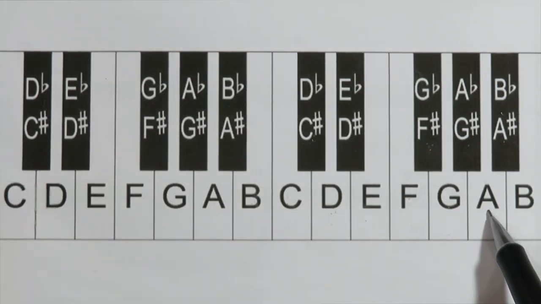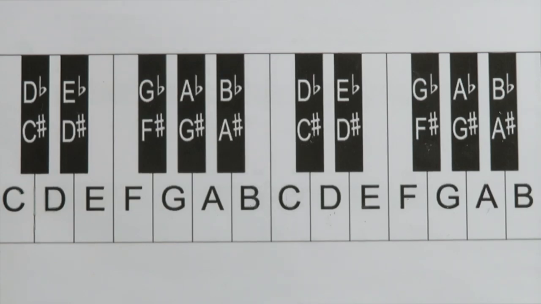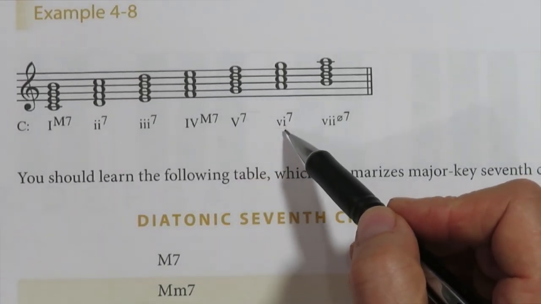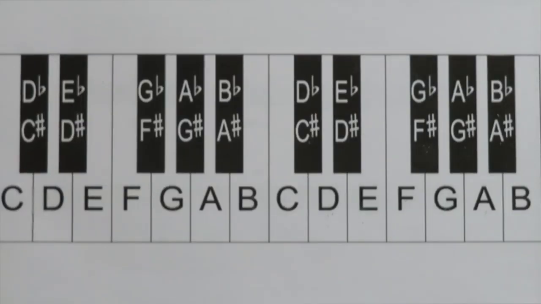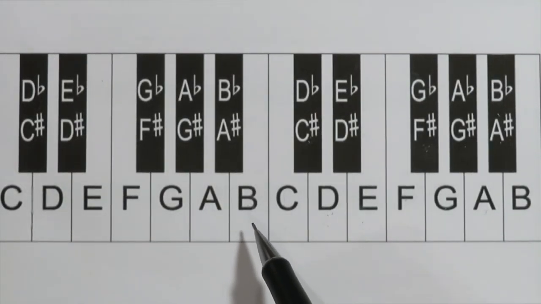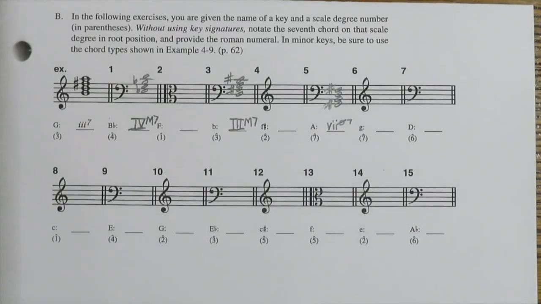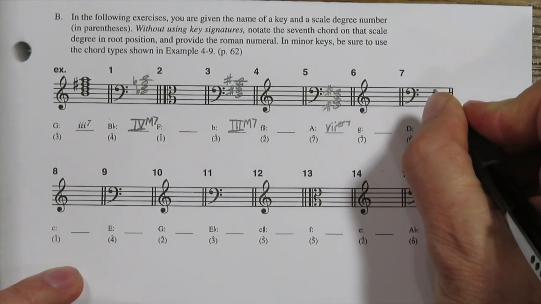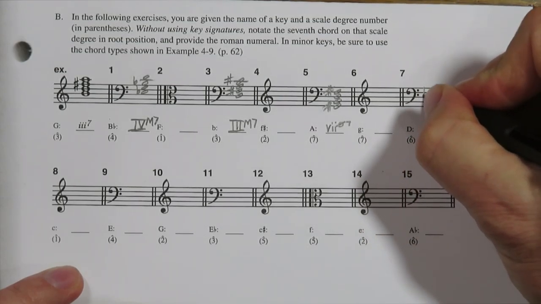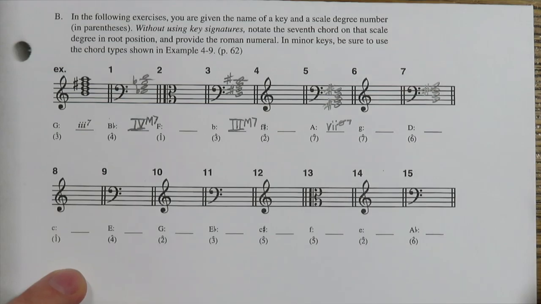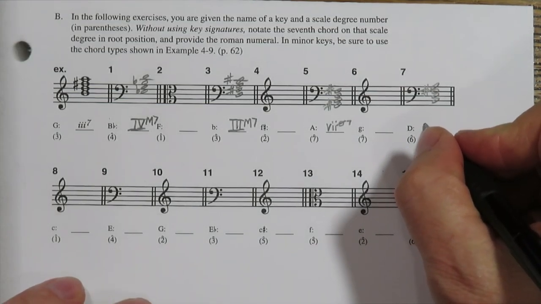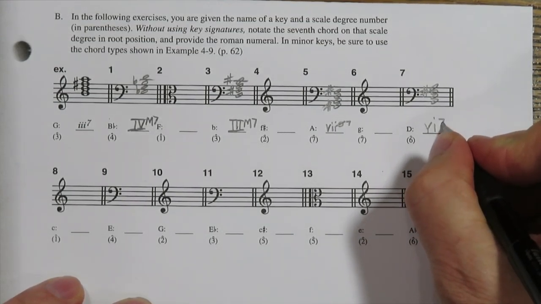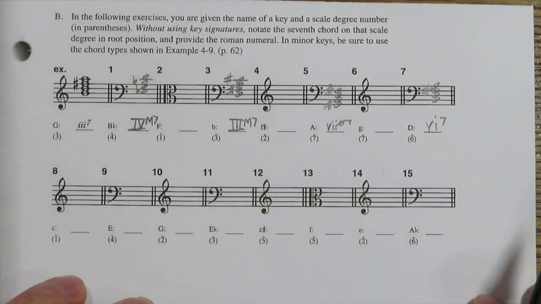And we also know that the sixth chord in a major key is minor. All right, I'll show you that again. Sixth chord in a major key is a minor quality. So we're going to build a B minor seventh. B, D, F sharp, A. Okay. So I'll put a lowercase. There we go, 6 minor 7. All right.